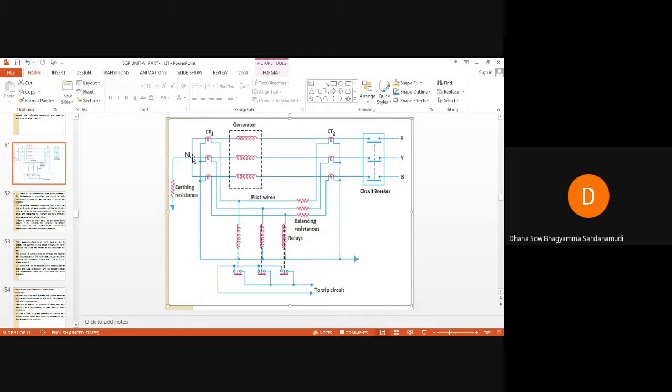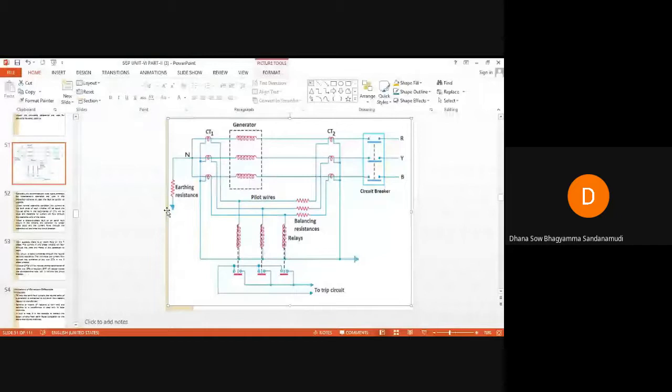If you see here, the neutral point has been earthed by an earthing resistance. You can connect this neutral point to the ground using either an earthing resistance, a reactor or a transformer. But in practice, a reactor is used very rarely, and a transformer winding can be used for grounding purposes only for large machines. So in general, earthing resistance will be used here for grounding the neutral.